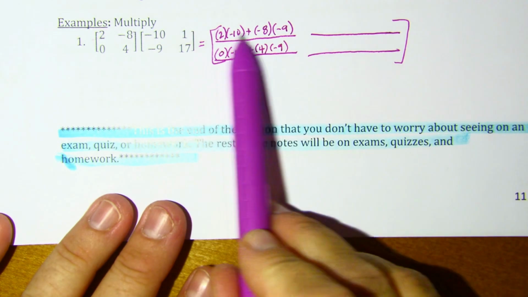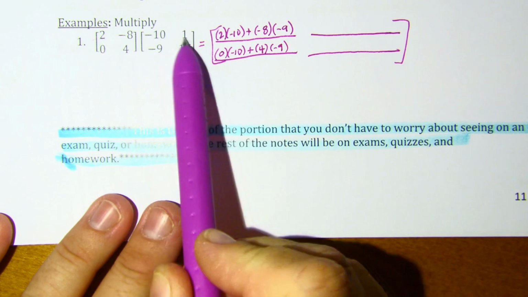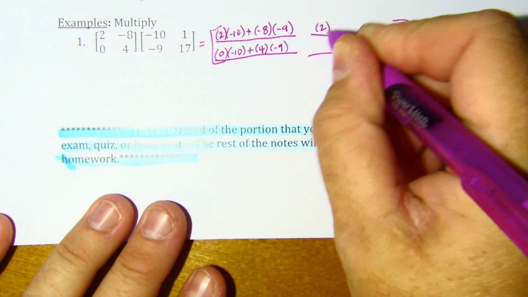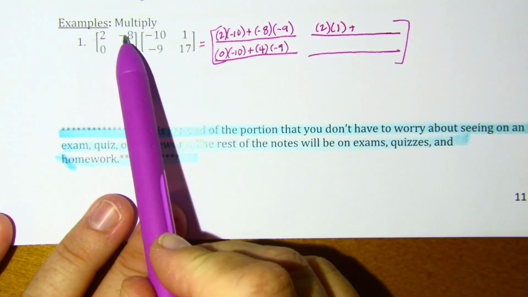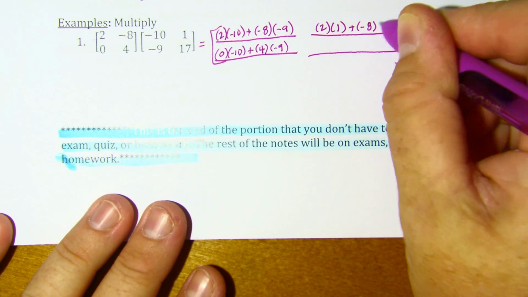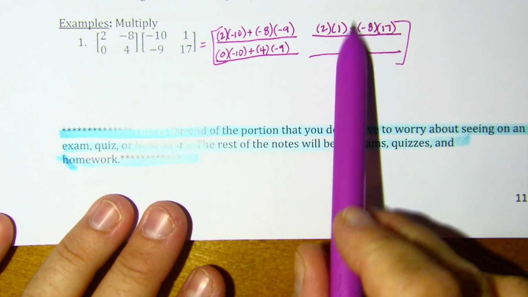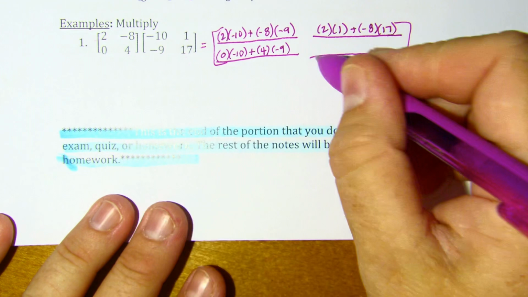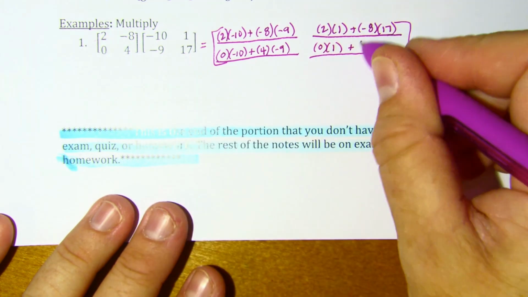Then over here, we're back in the first row, but now the second column. So first row, second column. So 2 times 1. And then going across the row, negative 8, down the column, times 17. And then here we have second row, second column. Second row, second column. 0 times 1. And then 4 times 17.